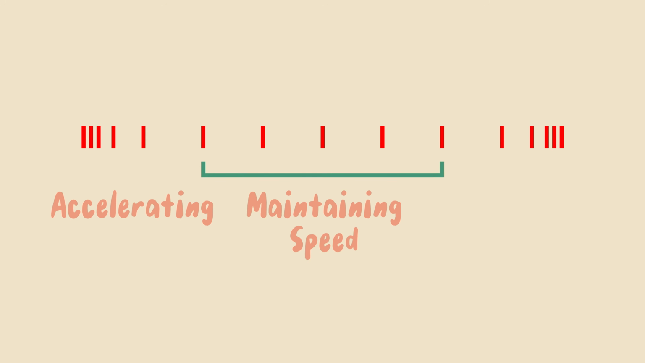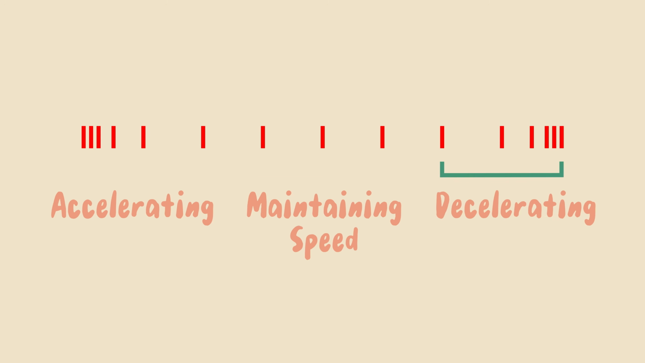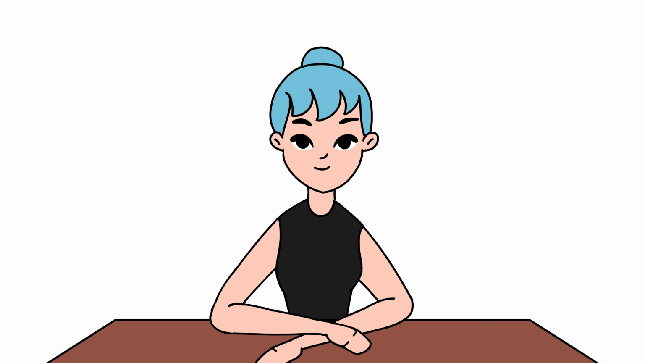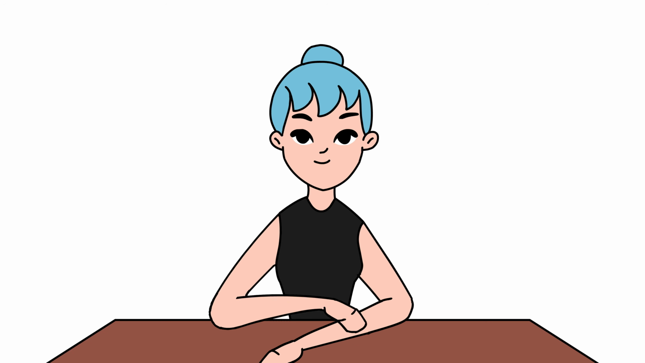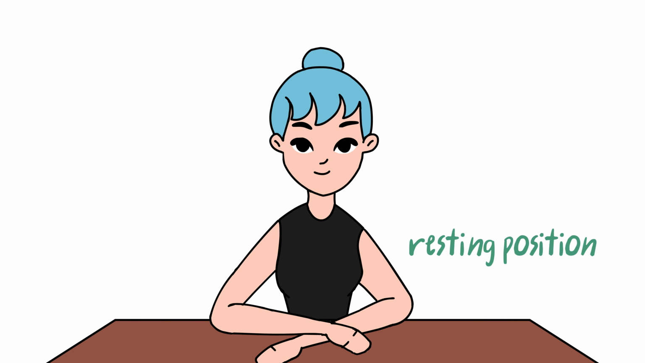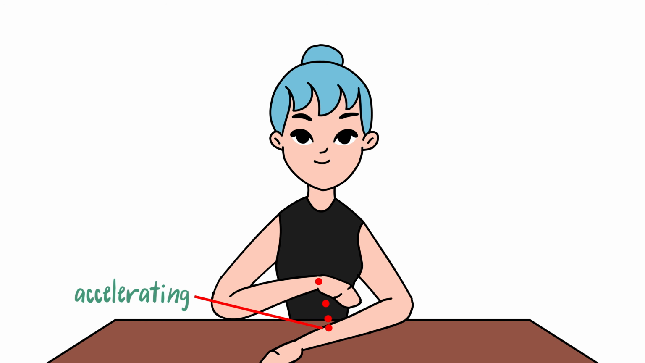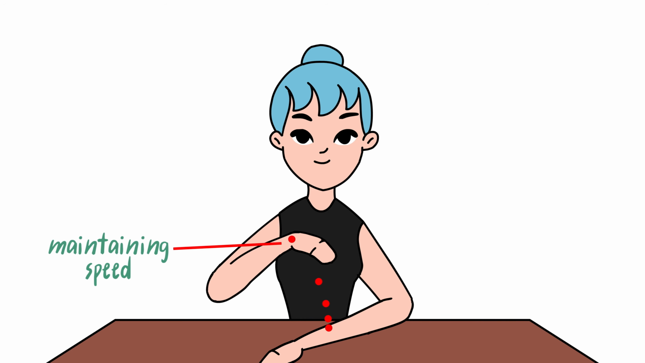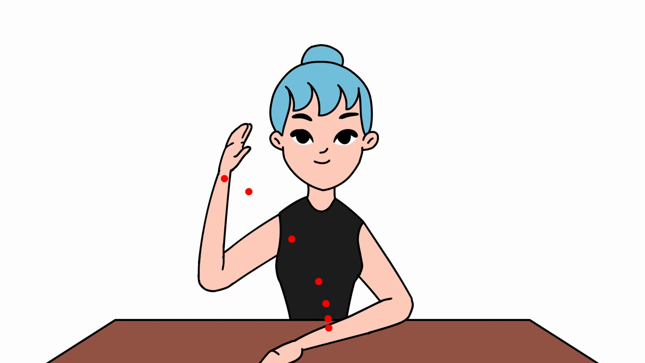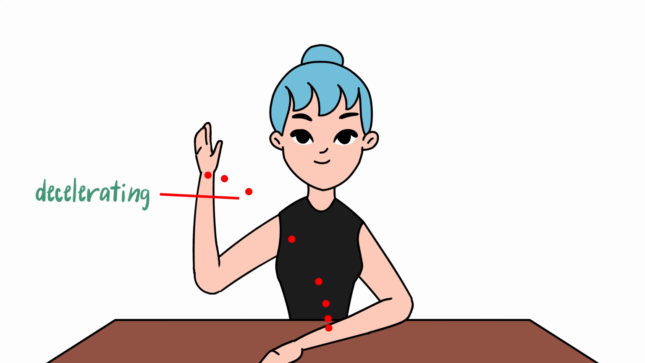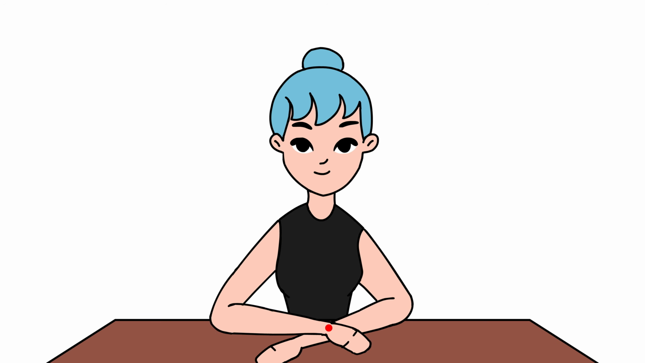In animation, it's also composed of these types of speed. So you start with accelerating and then maintaining speed and then decelerating. It's also true for any kind of movement. So let's say this movement. You start any movement with a resting position. And the moment you try to move, you accelerate first. And at some point, you maintain speed. And when you settle to a certain pose, you decelerate until you come to a full stop.